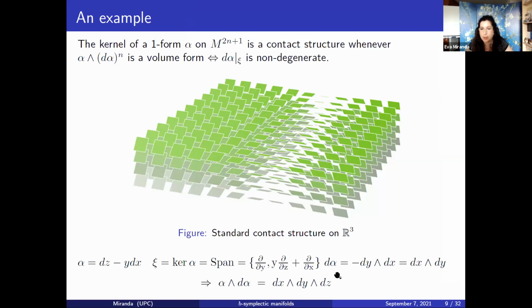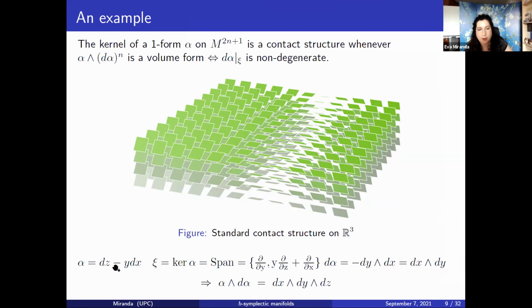Then let's compute the differential of alpha. And here is where I apply this condition that I was mentioning, that the wedge is skew-symmetric, anti-symmetric. So we need to change the sign. And then what I get when we do alpha wedge d alpha, this is an exercise, please do it. You get the standard volume form.